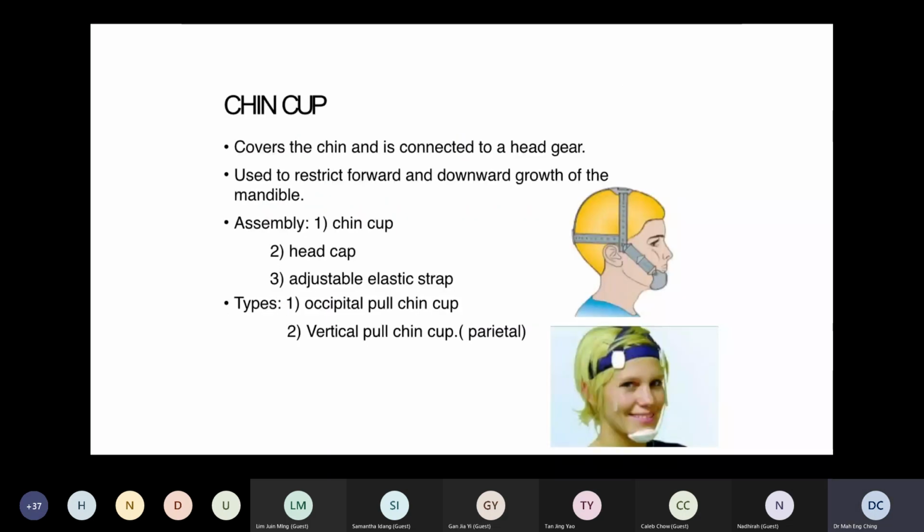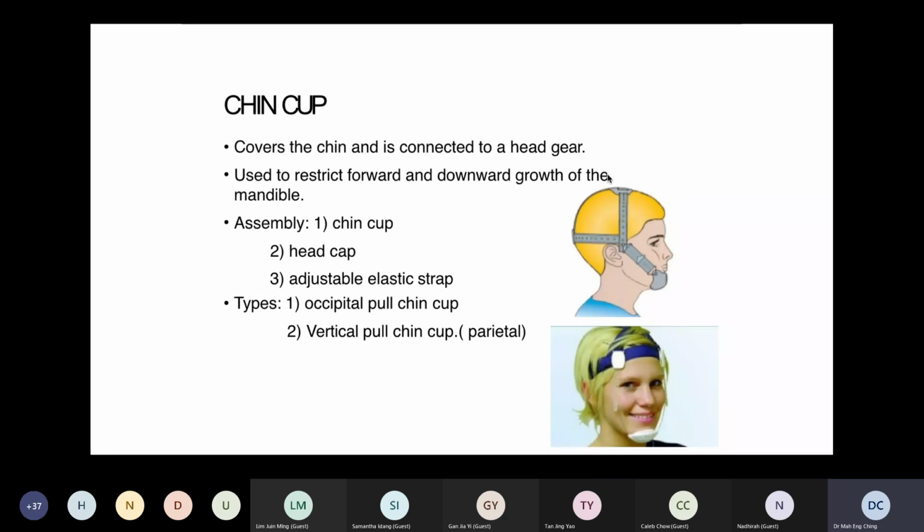So the chin cup, which is the final topic of today, is one type of extraoral appliance that covers the chin and is connected to the headgear. So it is used to restrict the forward and downward growth of the mandible. We all know the mandible and maxilla grow in the downward and forward position. So if you want to restrict this, you have to reverse the direction of the pull, or reverse the direction of the force. So we use it to restrict this downward and forward growth of the mandible.